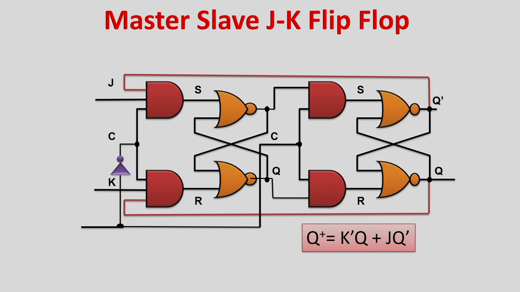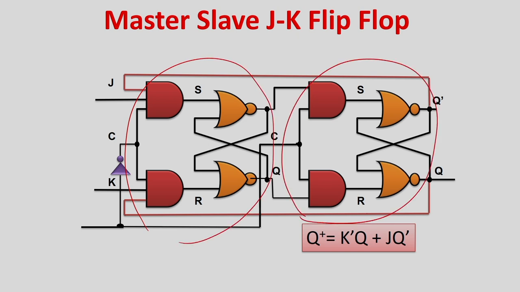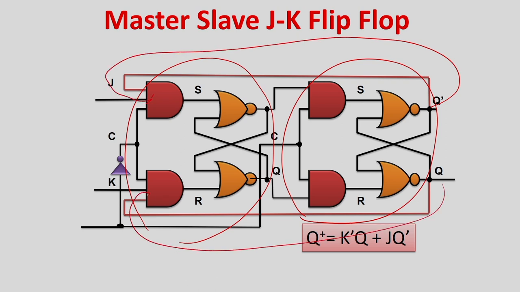So, from the JK latch we can get the JK flip flop, and the JK flip flop is similar to the master slave D flip flop. The only thing is that Q bar is fed into J, and Q is fed into K. So, if you look at it, Q plus is equal to K bar Q plus J Q bar. This is K bar Q and J Q bar. So, this is the way we design it.